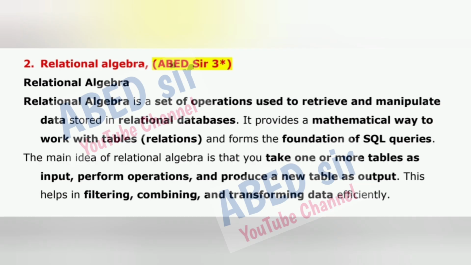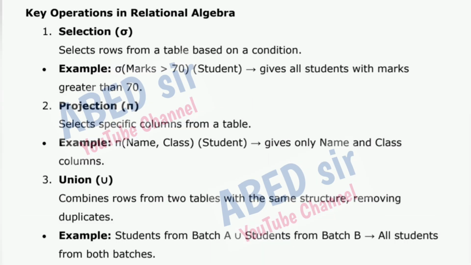The main idea of relational algebra is that you take one or more tables as input, perform operations, and produce a new table as output. This helps in filtering, combining, and transforming data efficiently. Key operations in relational algebra.